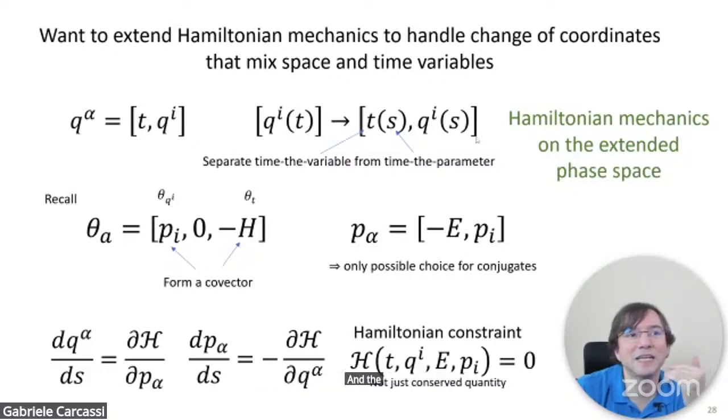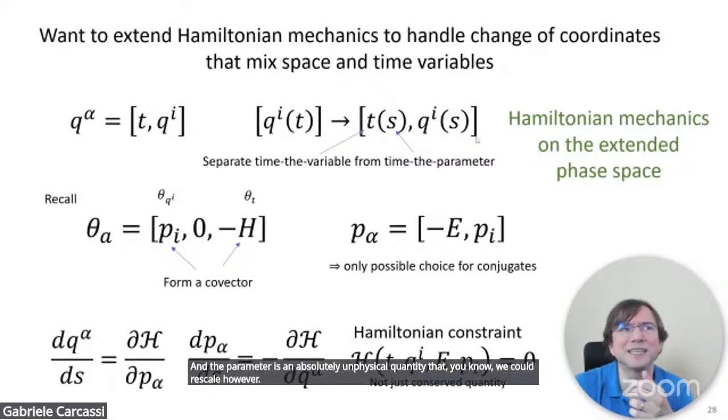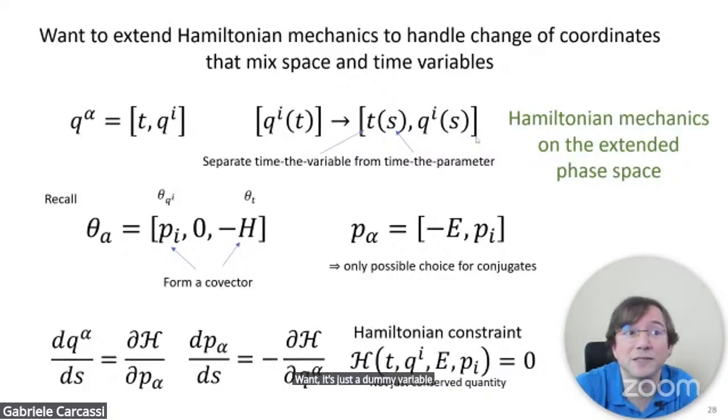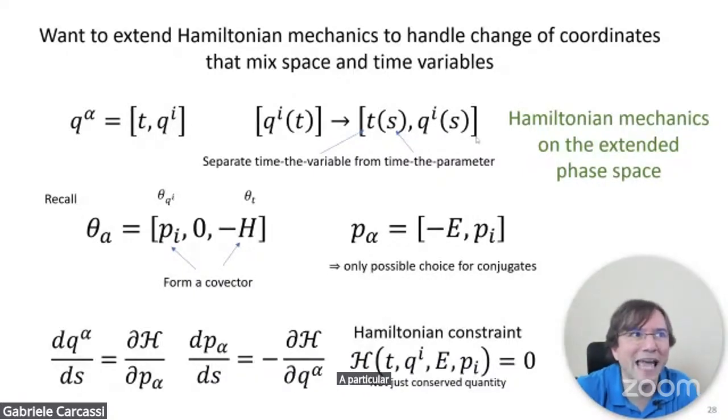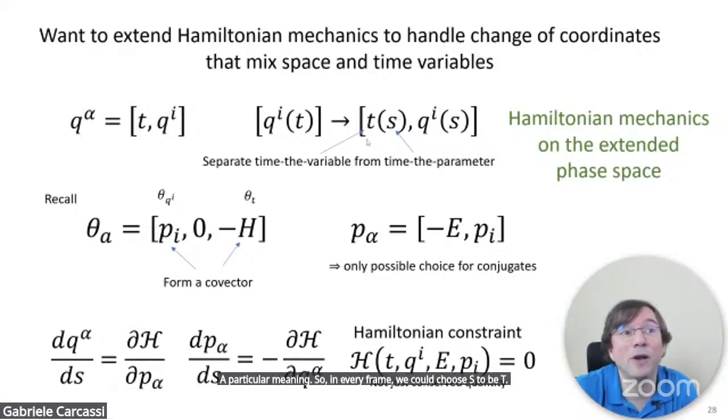And the parameter is an absolutely unphysical quantity that we could rescale however we want. It's just a dummy variable that we use. Right? It doesn't have any particular physical meaning unless we pick a particular meaning. So in every frame, we could choose s to be t, right? But when we change a variable, we keep s the same. Otherwise, we just make a mess.